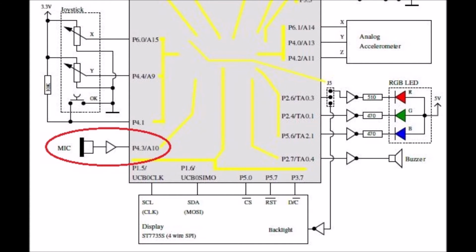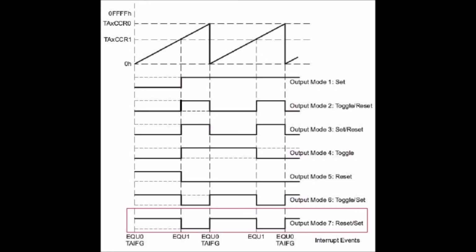To generate the audio output the microcontroller uses the buzzer at port 2.7 which is controlled by timer 0.4. The timer is running in up mode, that means that it counts to a specific value repeatedly. Moreover the timer is configured with output mode 7, reset/set, which causes the output voltage signal to be reset when the timer reaches a second specific value.